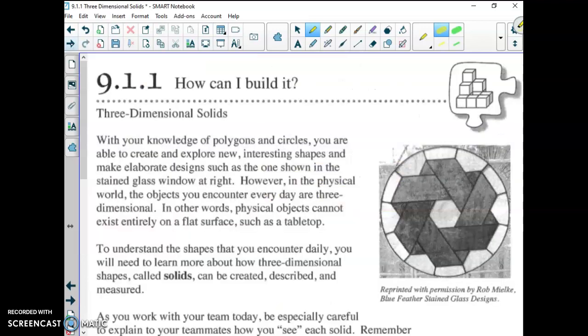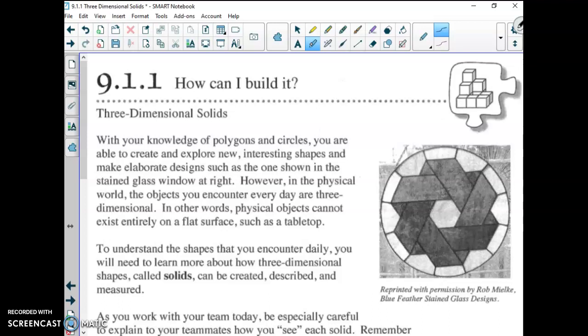So 911, like I said, I'm going to get you guys started. We know a lot about polygons and circles, which is cool. We're able to create and explore new interesting shapes to make elaborate designs, such as the one shown in the stained glass window at right.